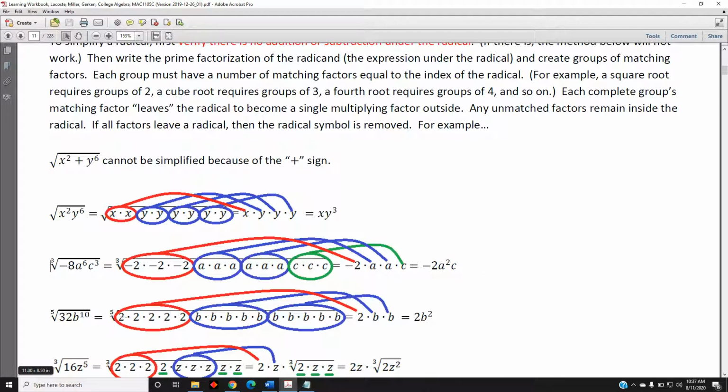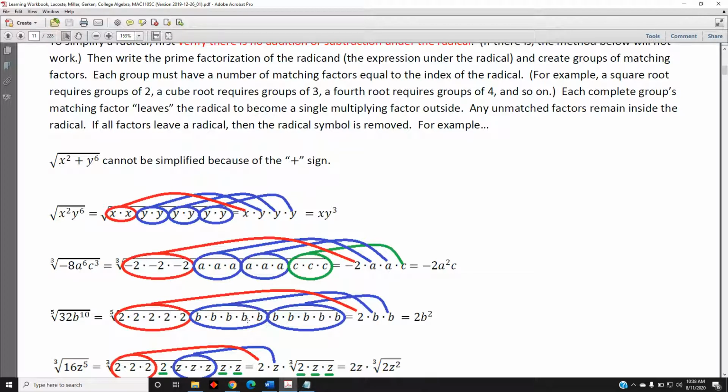Well, 32 is 2 times 2 times 2 times 2 times 2. B to the 10th is just 10 b's being multiplied. This time we form groups of 5. Well, there are 5 2's and there are 10 b's, but we can break the b's into 2 groups where each group has 5 b's in it. This is kind of like dividing. 10 divided by 5 gives you 2.